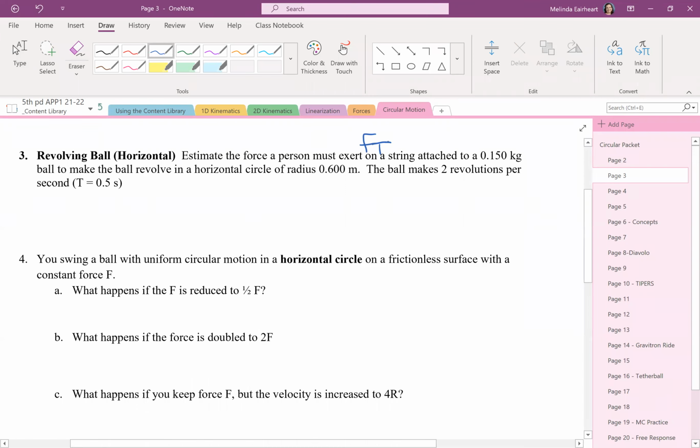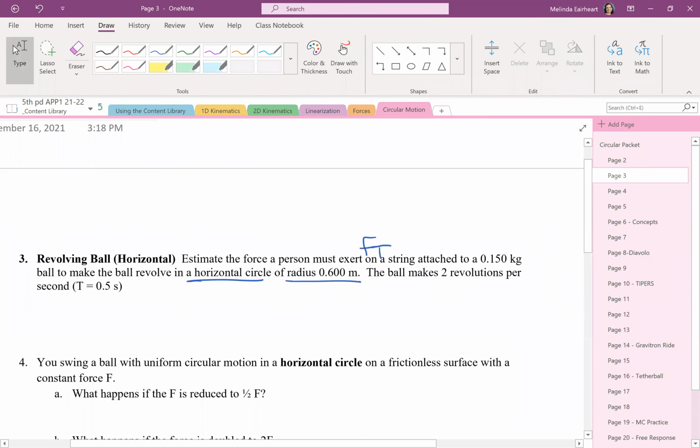Attached to a 0.15 kilogram ball to make the ball revolve in a horizontal circle, a radius of 0.6 meters. So no SI units to convert, those are all good. The ball makes 2 revolutions per second. And they go ahead and tell us, again, it's an early problem, so period is 0.5 seconds. So 2 complete circles in 1 second, that means 1 complete circle is half a second, yes? Okay. And so we want this tension force.